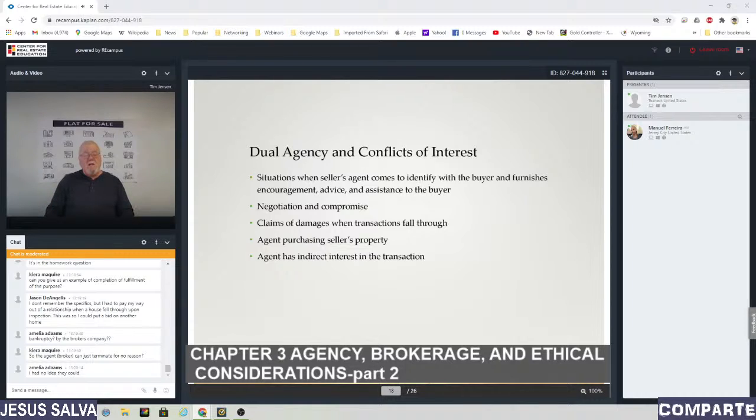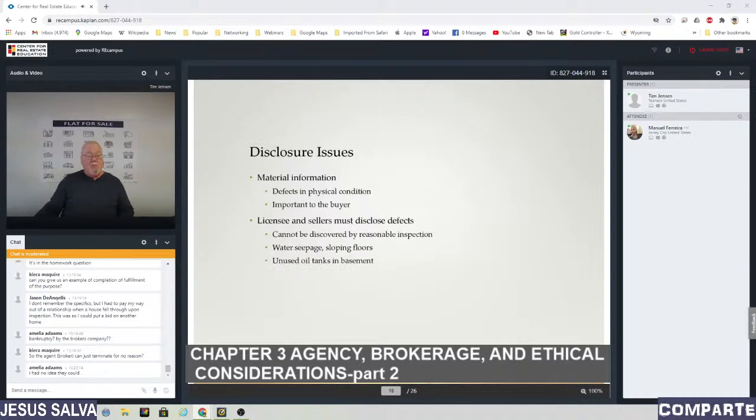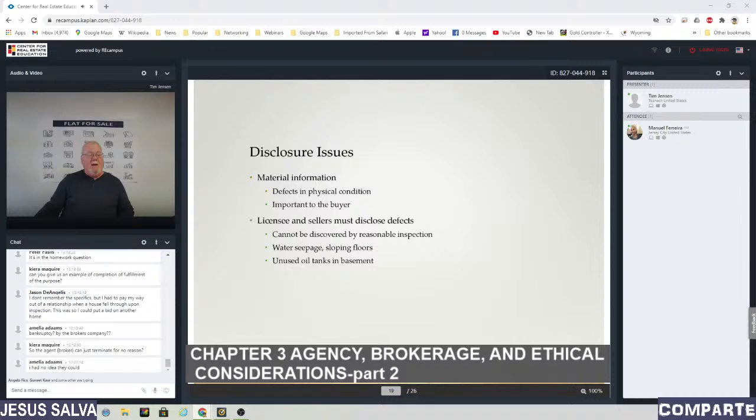Or where the agent has indirect interest in a transaction. It's my mom's house. I'm related to her. I have to disclose that so everybody knows that there's a potential conflict of interest here. Even though it's remote, it could be. So understand, guys, dual agency, it's a fine line you're going to walk, but you must walk it in many cases. So before we move on, any follow-up questions to that before we move on?